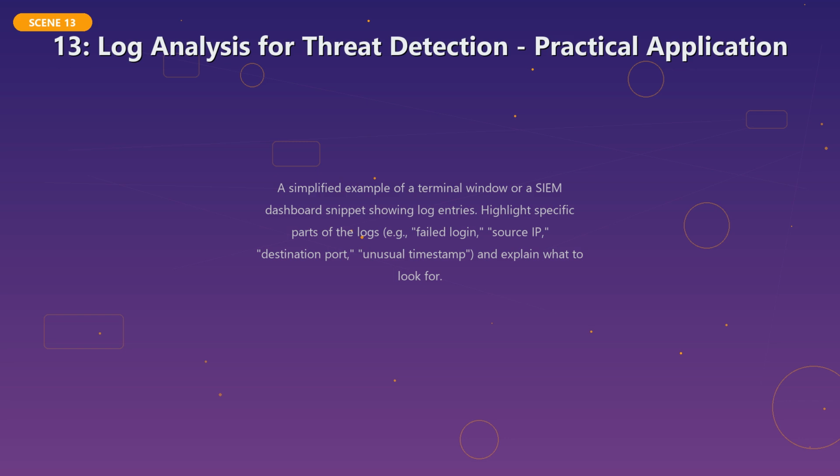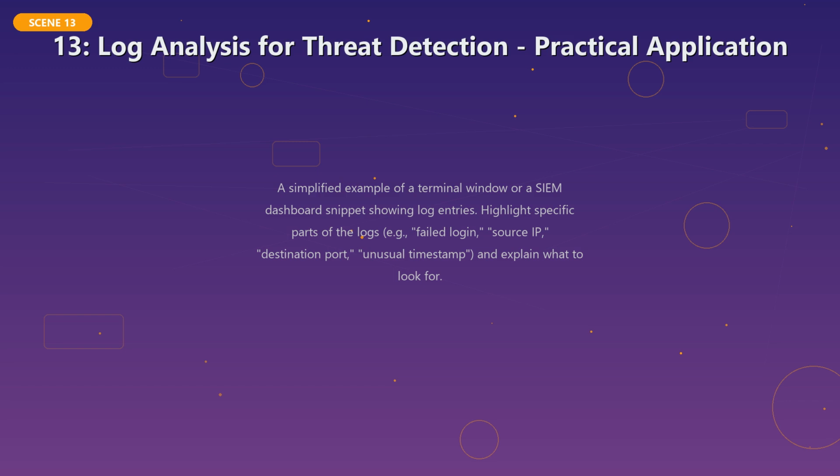Imagine you're a security analyst looking at a stream of aggregated logs. What are some common indicators of compromise, IOCs, you'd be searching for? 1. Failed login attempts. What to look for: a high number of failed login attempts from a single source IP address to multiple accounts, or to a single account from multiple IPs, especially outside business hours.